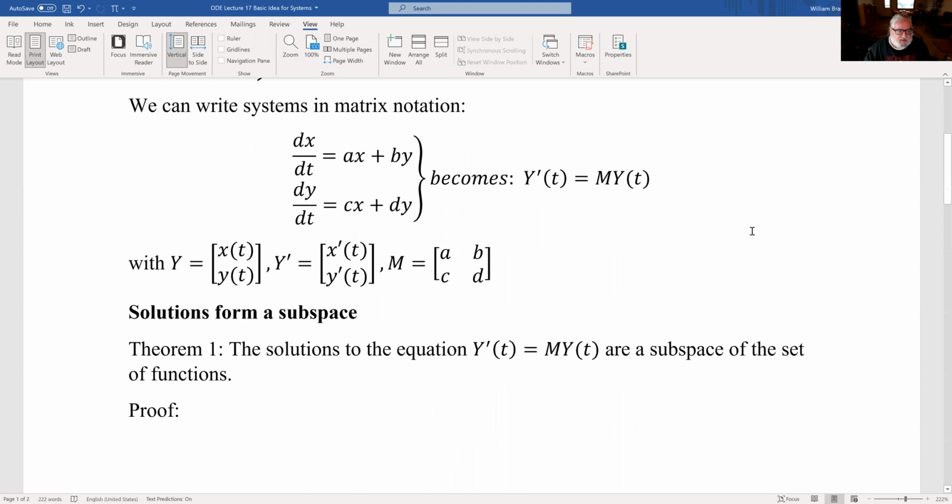So any kind of system, right? dx/dt equals ax plus by, dy/dt equals cx plus dy, where a, b, c, d are all constants. We can rewrite this as y'(t) equals M times y(t). y(t) is our solution curve that we want, this is its derivative, and M is the coefficient matrix.